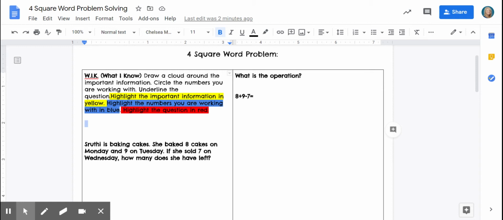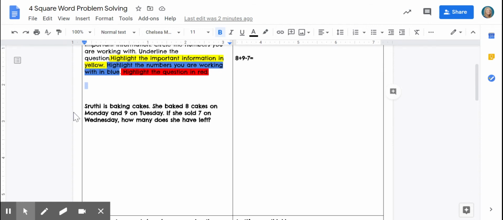We're going to highlight the important information in yellow, the numbers we're working with in blue, and the question in red. I'm going to show you how to do that. Let's look at a problem. Shruti is baking cakes. She baked 8 cakes on Monday and 9 cakes on Tuesday. If she sold 7 on Wednesday, how many does she have left?